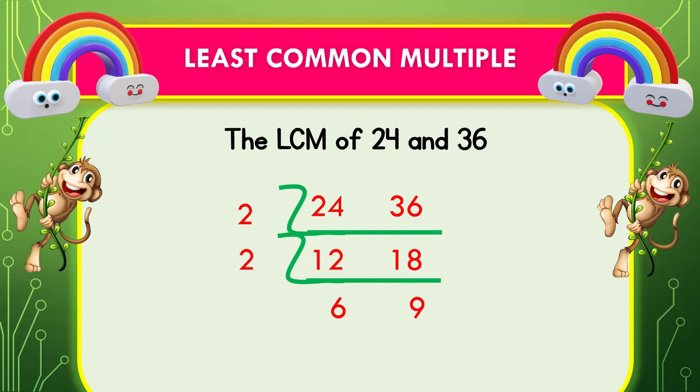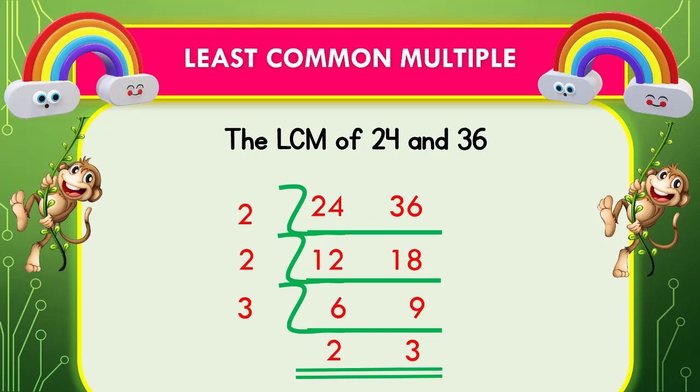Okay, 2 can divide 12 and 18. So 12 divided by 2 is 6, and 18 divided by 2 is 9. Next, what number can divide 6 and 9? It's 3, right? So 6 divided by 3 is 2, and 9 divided by 3 is 3.